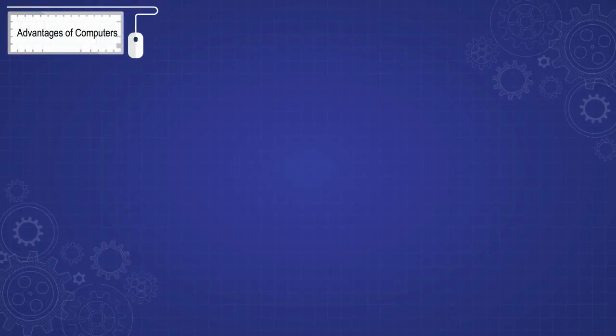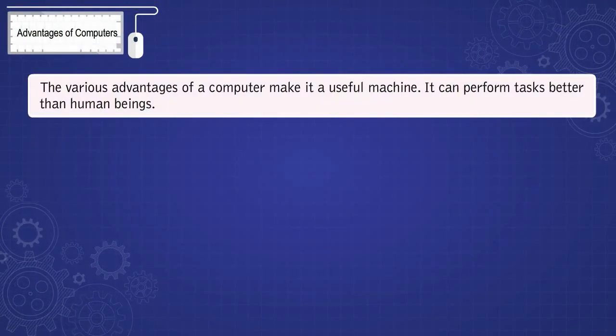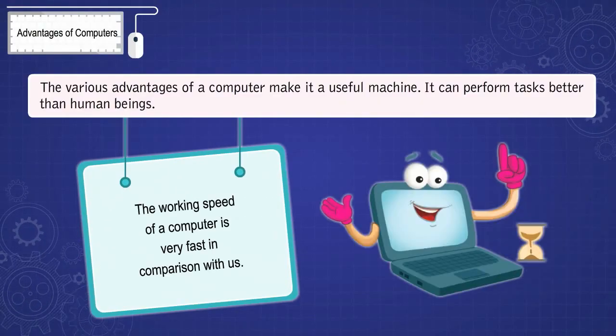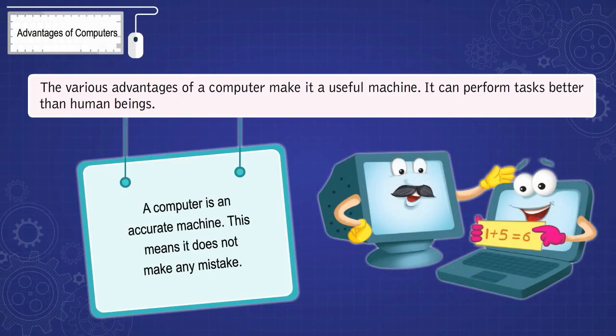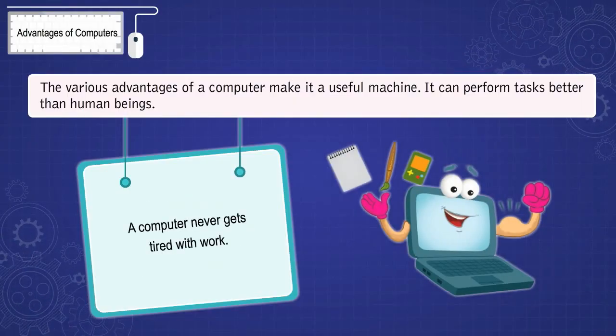Advantages of computers. The various advantages of a computer make it a useful machine. It can perform tasks better than human beings. The working speed of a computer is very fast in comparison with us. A computer is an accurate machine. This means it does not make any mistake. A computer never gets tired with work.